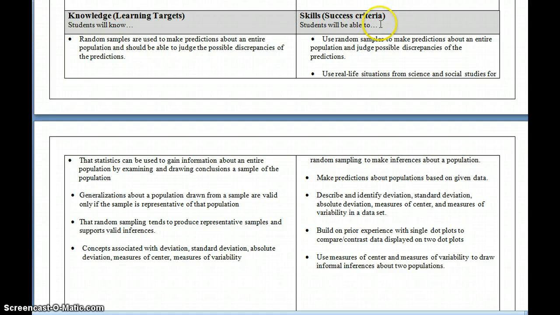In this specific unit, after completing it, students will be able to use random samples to make predictions about the entire population and judge possible discrepancies of predictions, use real-life situations from science and social studies for random sampling to make inferences about a population, make predictions about populations based on given data, and so on.